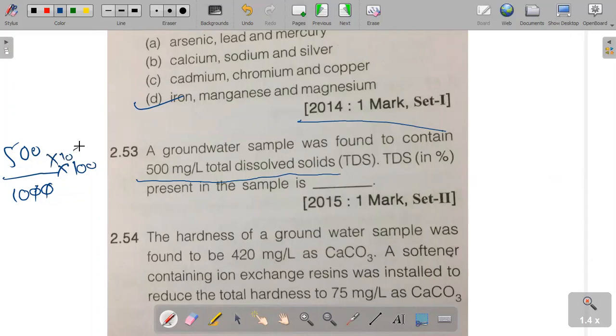You need to find one more thing. So it's about 0.